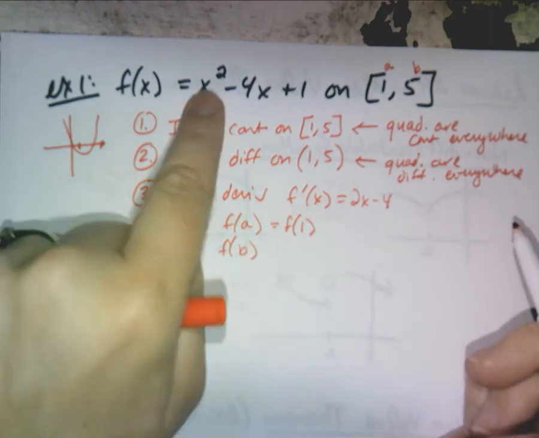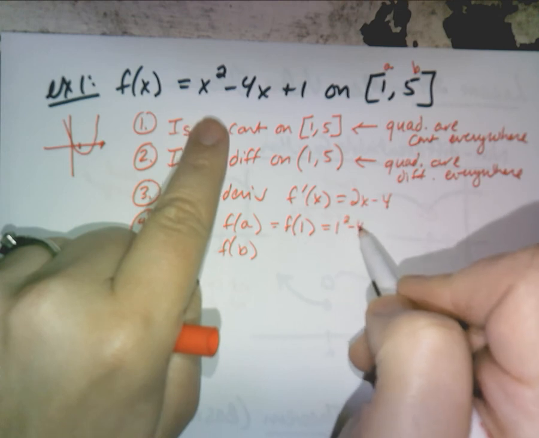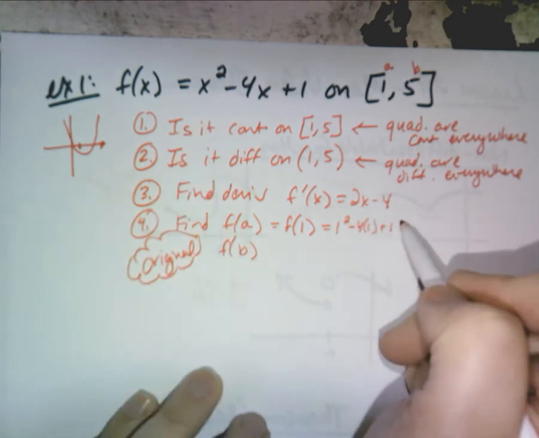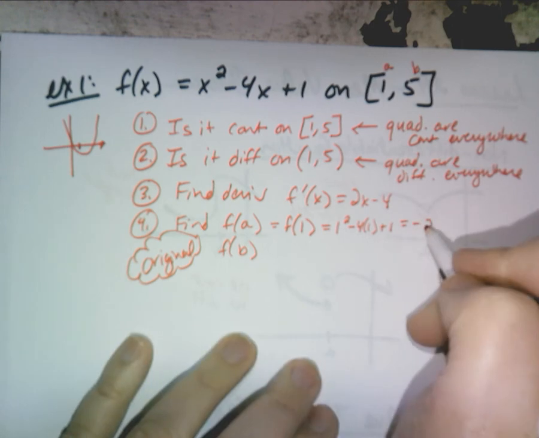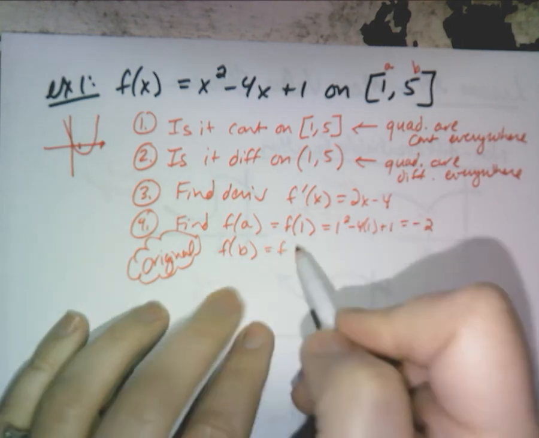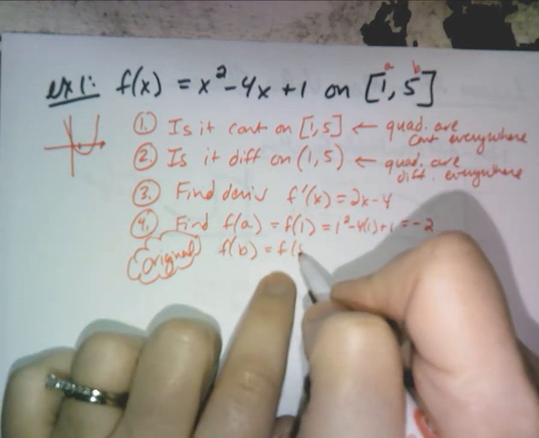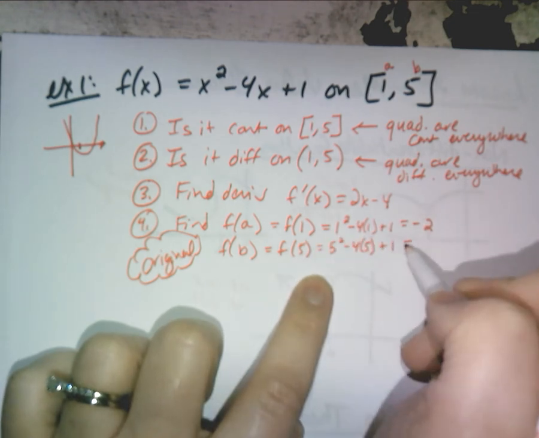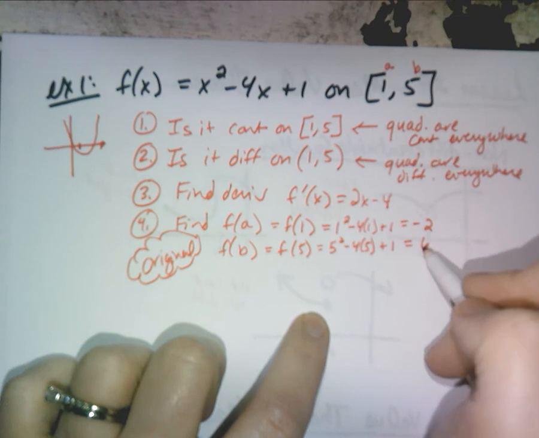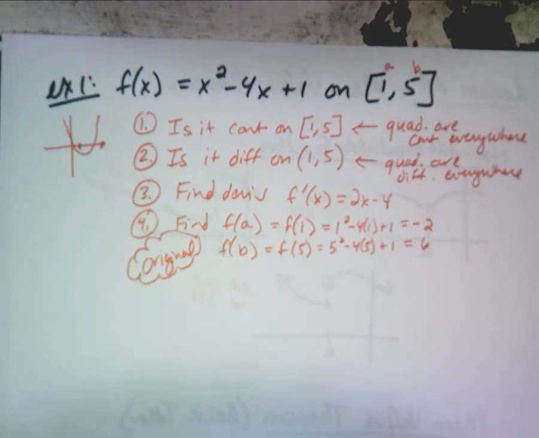So f of 1 is actually 1 squared minus 4 times 1 plus 1, which is -2, correct? Yes, good job. And then f of b, which is f of 5, is 5 squared minus 4 times 5 plus 1, 6. Okay? So, step 3, take a derivative. So A always X and B's B is Y.